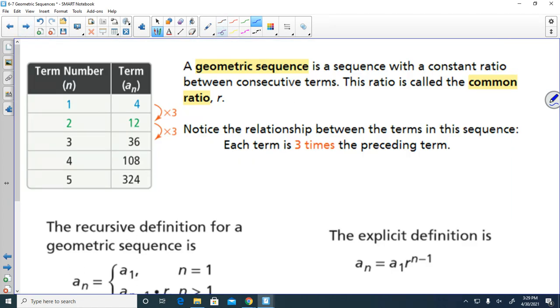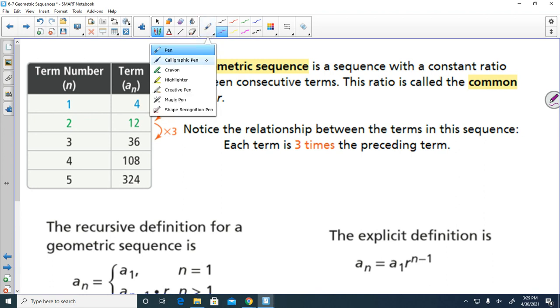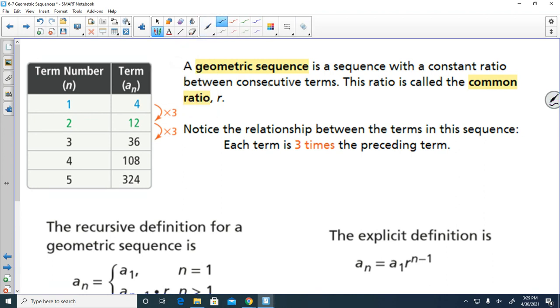Well, a geometric sequence is a sequence with a constant ratio between consecutive terms. So if I were to write the sequence 2, 6, 18, let's see, what would the next term be? 54 and 162. This would be an example of a geometric sequence.